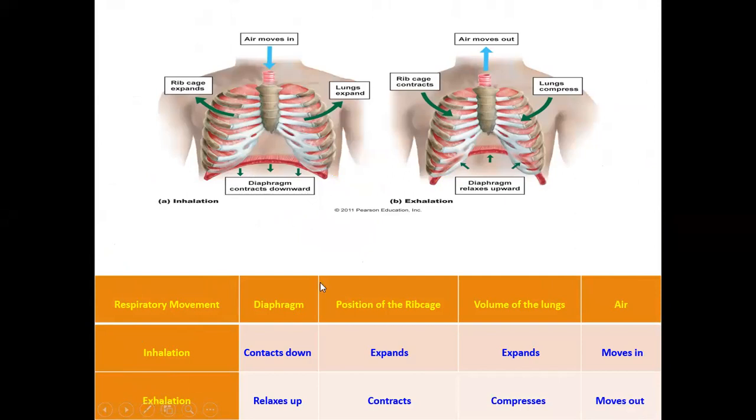In case of inhalation, what is the case of diaphragm? It contracts down in case of inhalation and relaxes up in case of exhalation. The position of rib cage expands in case of inhalation and contracts in case of exhalation. The volume of lungs expands in case of inhalation and reduces or compresses in case of exhalation.